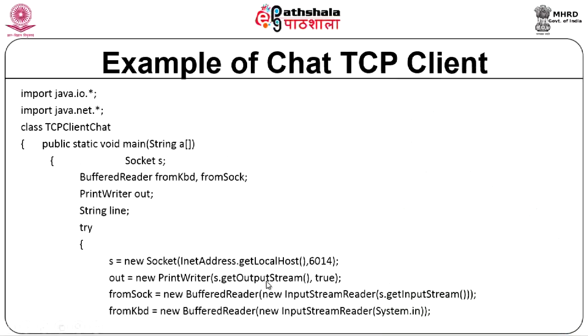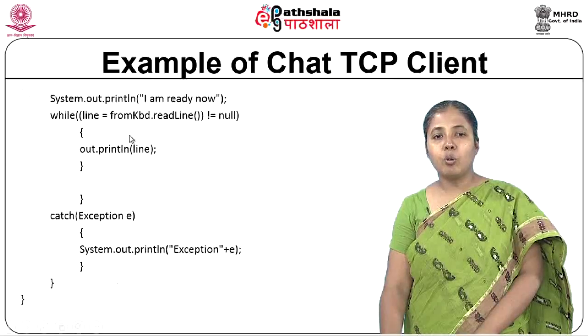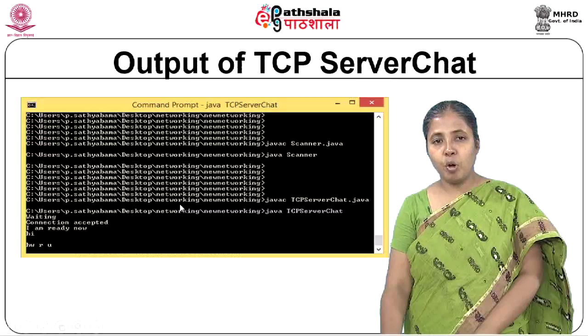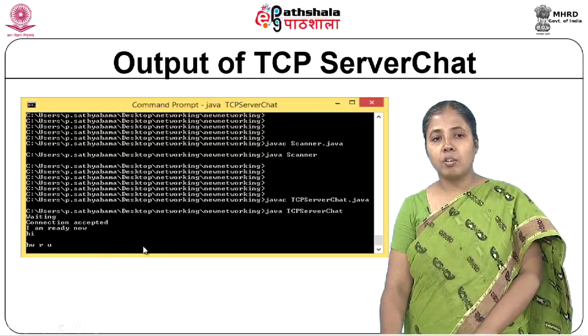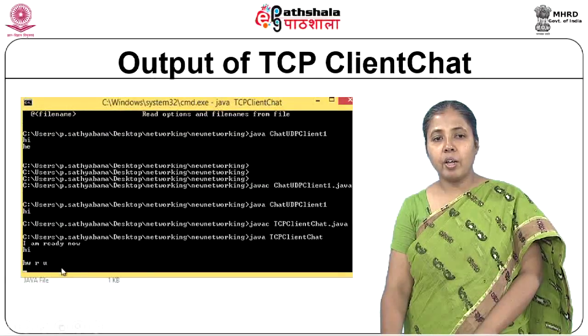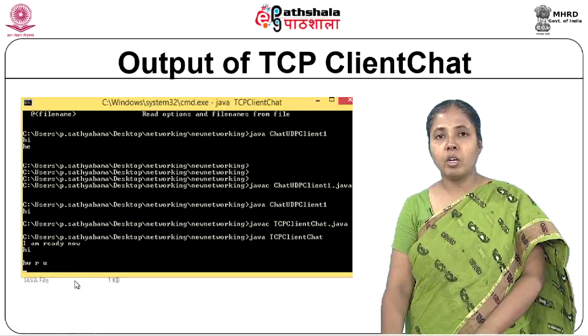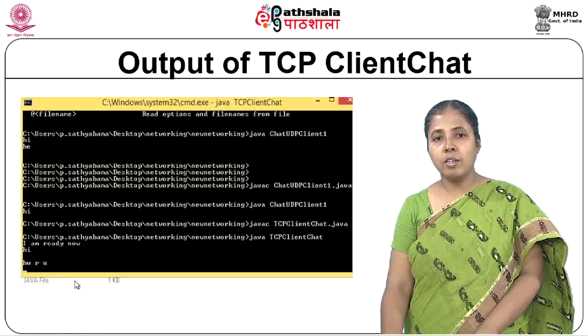And the client chat program is also trying to read as well as to write. So, here too we have created objects like fromSocket to read from the socket and fromKeyboard to read from the keyboard, and to write to the socket. So, here too the client is ready now. It is reading from the keyboard and writing to the socket. So, both of them are making a chat. Here you can see that the server is sending some message, I am ready now, and here you can see that the client is also ready now. It sends the information hi to the other end. From there, how are you has been sent here. So, you can also make chat communication between the client and the server.